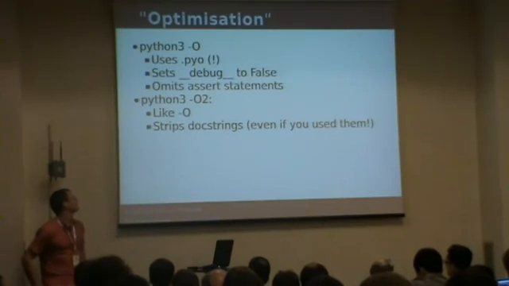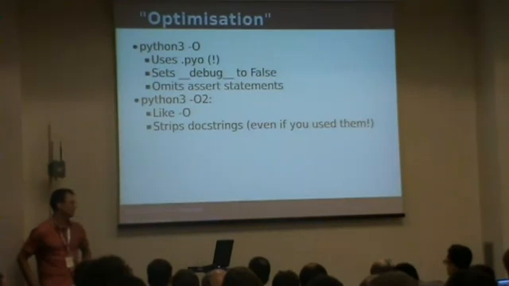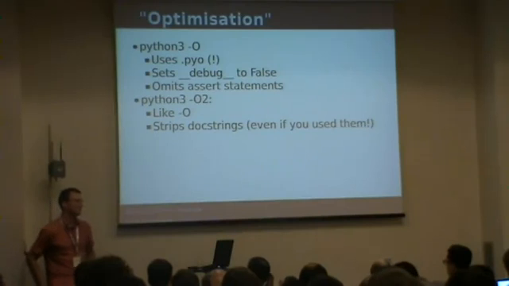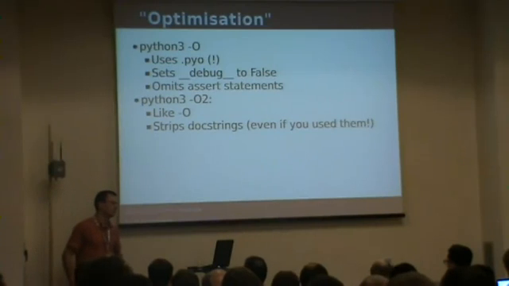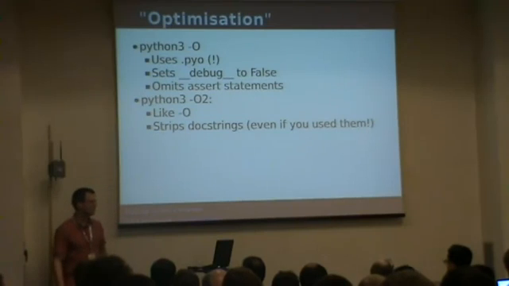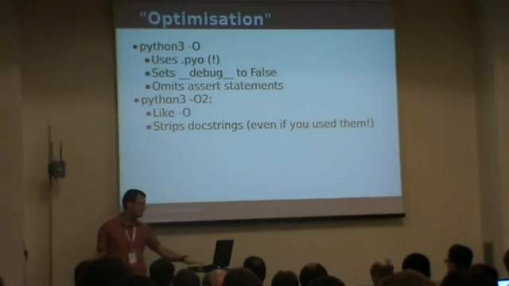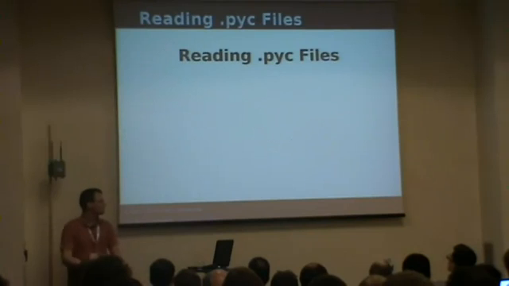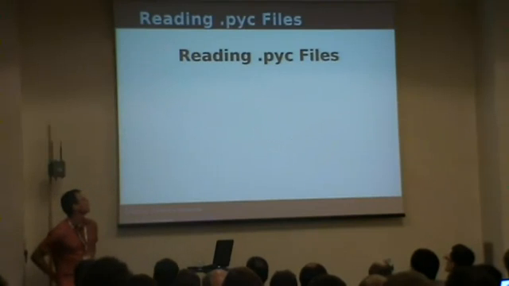-O2 is a way of making the files a bit smaller by skipping docstrings. However, you have to watch out, because if you're using your docstring, you'll lose it and suddenly crash. So that's the optimization kind of thing.